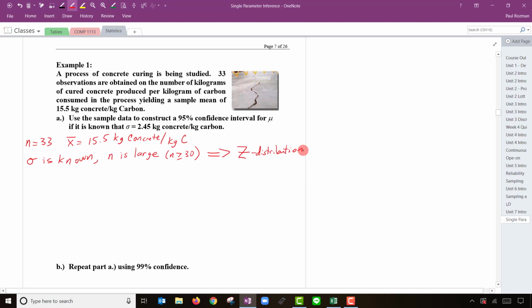So now that we have established what distribution to use, we're going to try to calculate the error for our x bar. Ultimately our goal is to get x bar plus or minus some error. Well, error is defined from the previous page as a z-score times sigma over root n. Which z-score? Well, that depends on your confidence level.